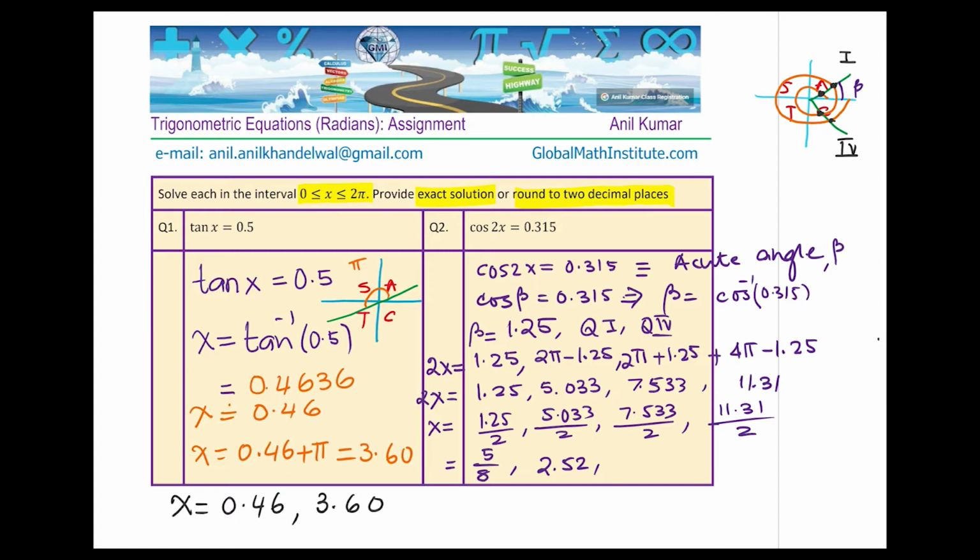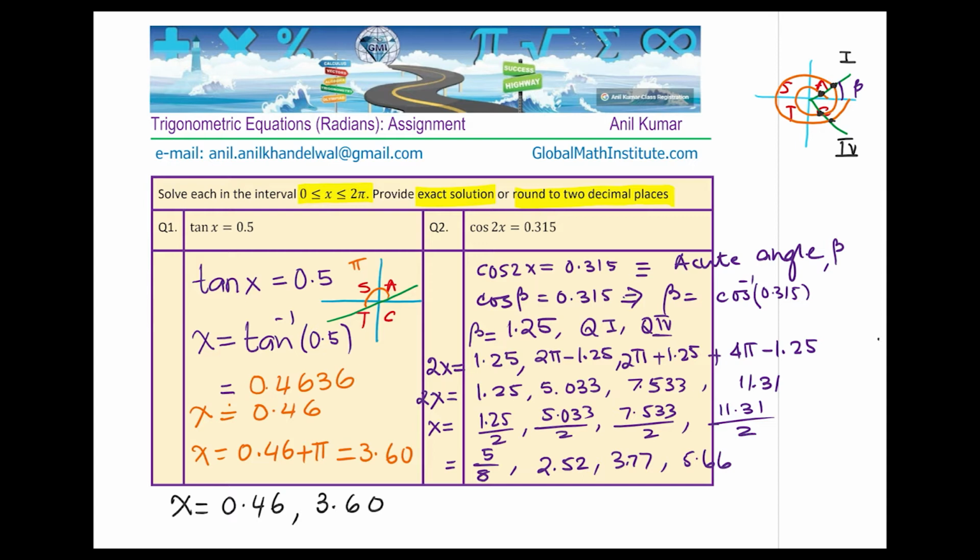7.533 divided by 2 is 3.77 when rounded, and 11.31 divided by 2 gives us 5.655. So I'll write this as 5.66. Do you see that? That is how you have to write your solution.